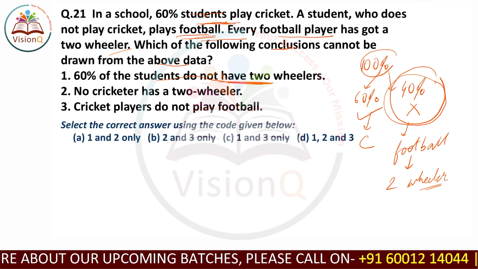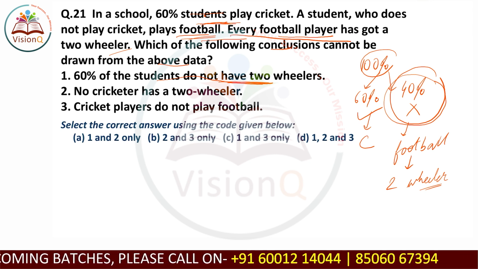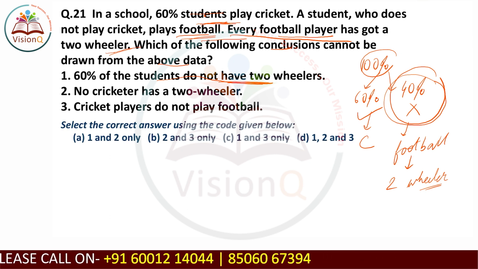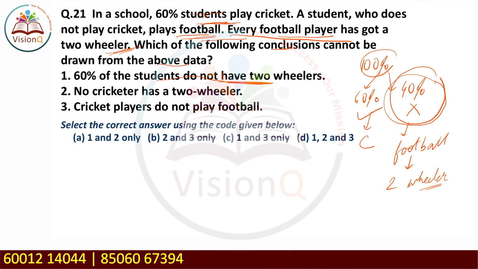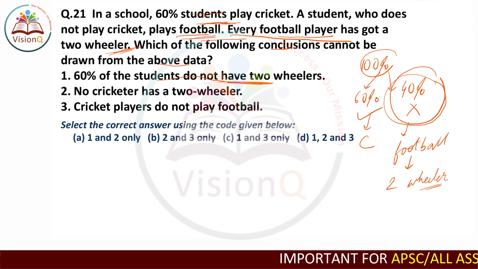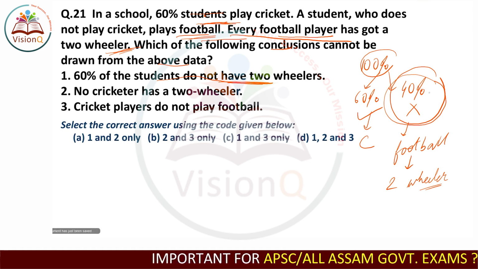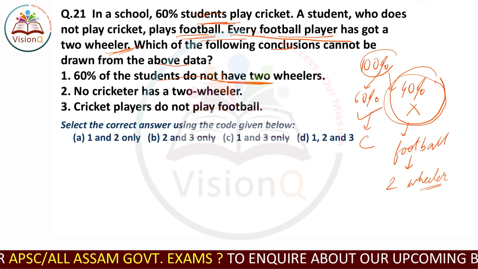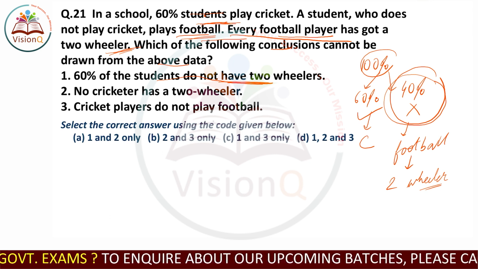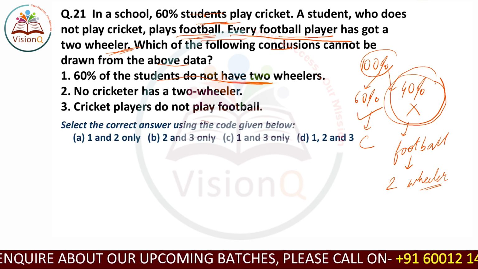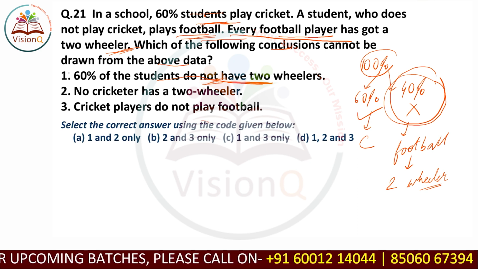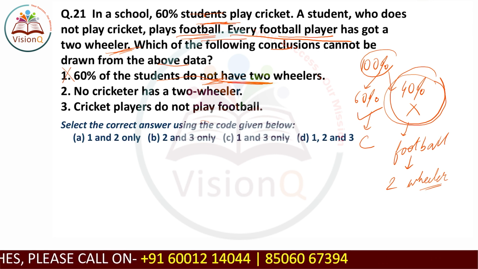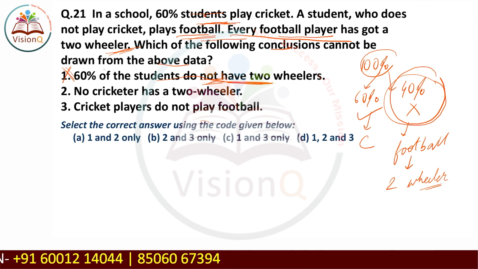Now, it is given that every football player has got a two-wheeler. But we don't know how many students do not have two-wheelers. It is not given in the data. It is just given about those students who have got a two-wheeler. That means 40% students who are football players have got a two-wheeler, but nothing is mentioned in this data about those students who do not have two-wheelers. So the first conclusion cannot be drawn from the given information.